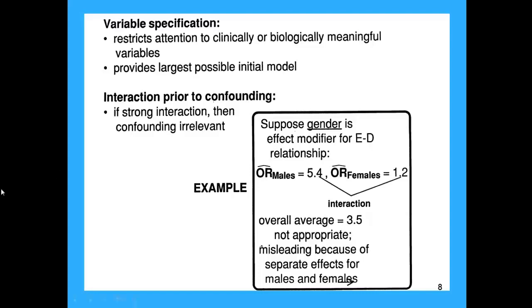So anyhow, if this was 5.4 and this was 0.5 and I got the average and it was close to 1, I might conclude in some overall way that there's no overall effect of exposure, when in fact there's a strong effect if you're a male and a strong negative effect if you're a female. So that's why interaction comes next. Okay, so what about the next thing?